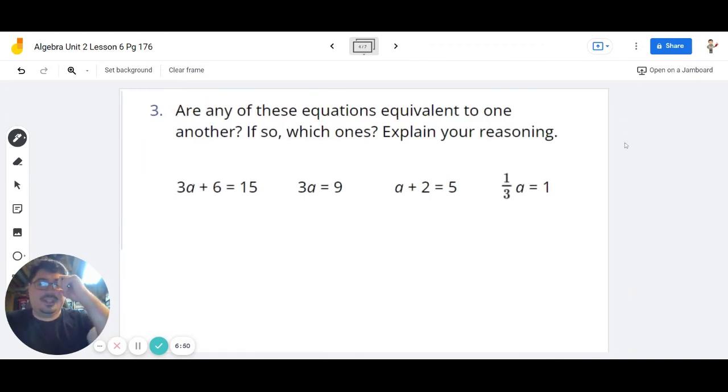Are there any of these equations equivalent to one another? So are any equal to each other? Let's find out. If we can say that a equals something that's the same, then they're going to be equal. So let's solve. Equal sign highway, minus 6 equals. Subtract, that becomes 0. 3a equals 9. Oh, we already see that there. We should be, yes, this is good.